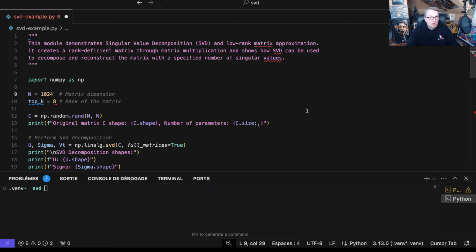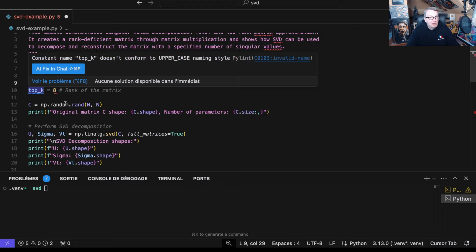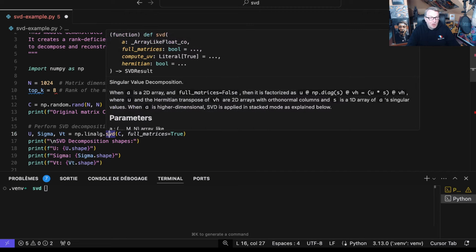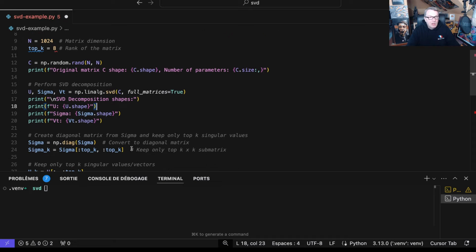Here's a simple example, and all we need is NumPy. Let's start with a square matrix, 1024 by 1024. That's what we're doing here, and we generate a random matrix here. Then we compute the singular value decomposition of C, and we get U, sigma, and VT. We'll print the shapes. Sigma here comes as a vector, which is optimized because we don't need all those zeros. So for the sake of working with matrices, I reconstruct that diagonal matrix.